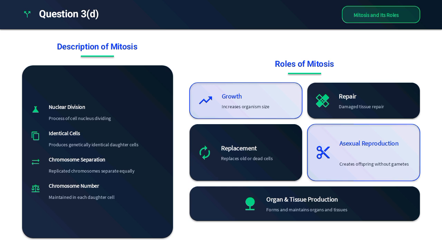First, growth. Mitosis allows organisms to increase in size by adding more cells. Second, repair. Mitosis replaces damaged tissues like healing a cut. Third, replacement. Mitosis replaces old or dead cells throughout your life. Fourth, asexual reproduction. Some organisms reproduce entirely by mitosis. And fifth, production of organs and tissues during development. So mitosis is essential for growth, repair, and maintenance of multicellular organisms.